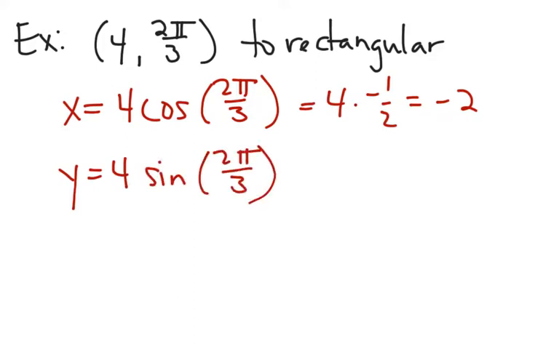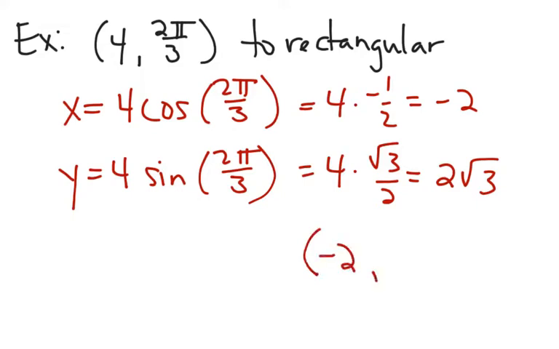Sines in the second quadrant are positive, and the sine of anything with a reference angle of pi over 3 is square root of 3 over 2. So it's going to be 2 square root of 3. So the ordered pair is negative 2, comma, 2 square root of 3.